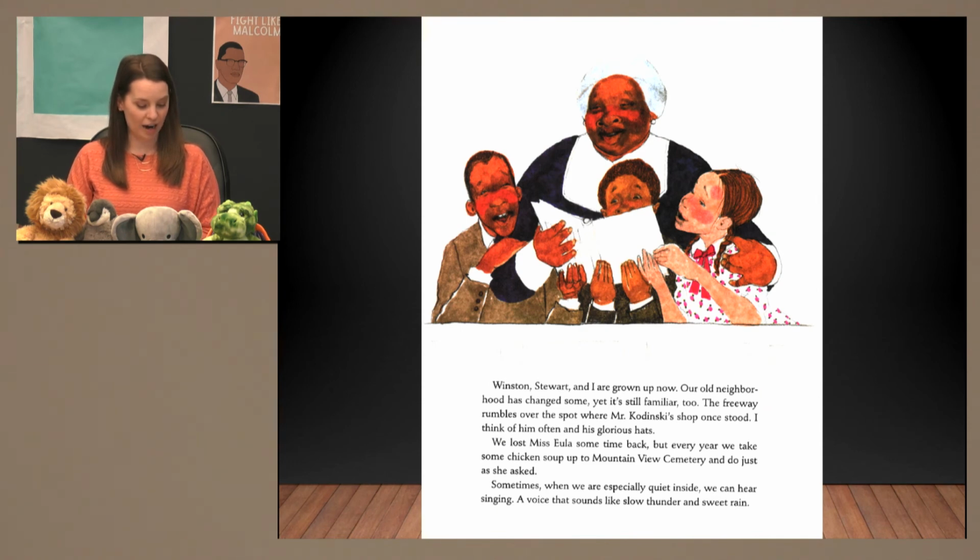Winston, Stuart, and I are grown up now. Our old neighborhood has changed some, yet it's still familiar too. The freeway rumbles over the spot where Mr. Kadinsky's shop once stood. I think of him often and his glorious hats.